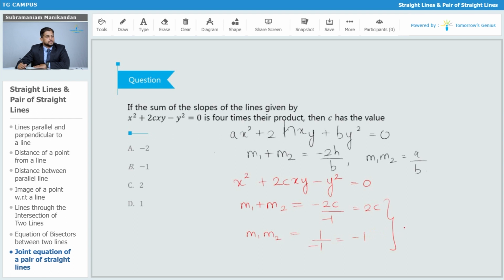What is given? The sum of the slopes m1 plus m2 is 4 times their product, 4 times m1 m2. Substituting the values, we get 2c equals 4 times minus 1. And so we get c equals minus 4 divided by 2, so that's minus 2. And thus we get option A as the correct value of c for this question.